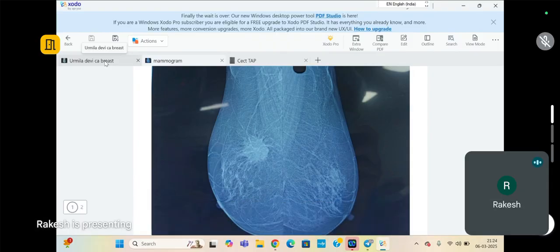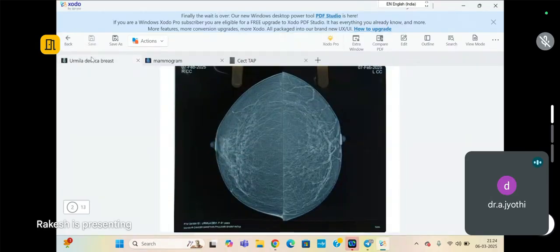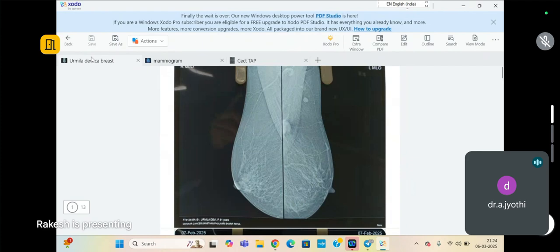Upper inner quadrant, hypoechoic lesion in the left breast around 4 into 3. Actually, I'm not remembering the exact size, ma'am, now. No problem. You just tell me what all you want to see in ultrasound. How do you describe a lump? That's what I want to know. Okay, ma'am. It is homogeneous or heterogeneous, increased vascularity or not, any cystic lesion or necrosis is there or not, like that we will see.